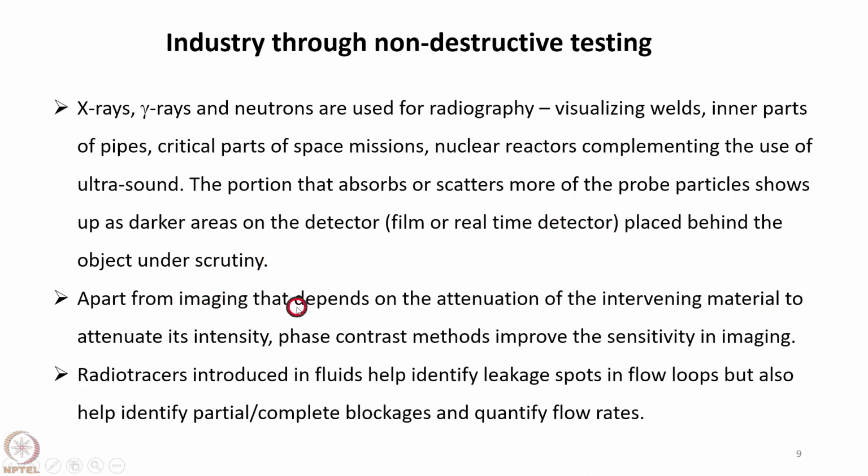Apart from imaging, of course, there are also other techniques such as the phase contrast technique, where you use the phase of the scattered particle to improve the sensitivity in imaging. Similarly, radio tracers in fluids help identify leakage spots, because these radio tracers leak out of the spots, and then you can count that radioactivity. It can also be done in flow loops in the chemical industry and so on. It can also help identify partial or complete blockages and quantify flow rates. For instance, this is also used in human beings to find out how fast the blood is flowing in arteries and veins.